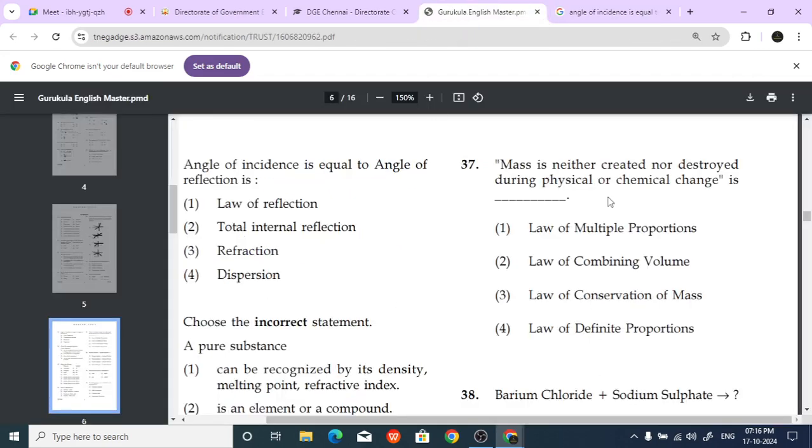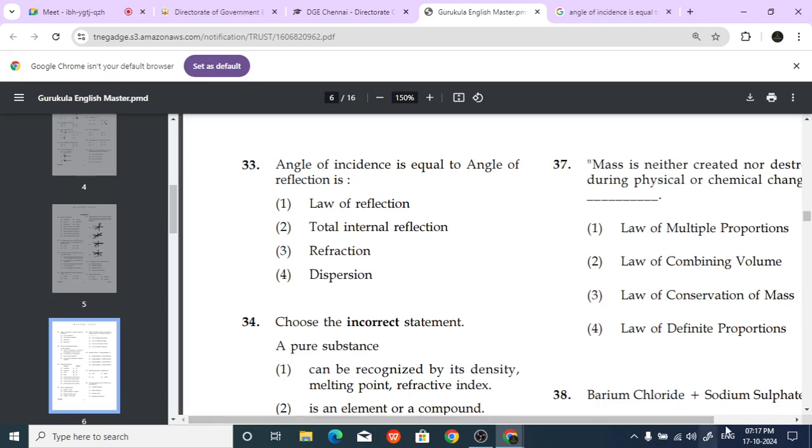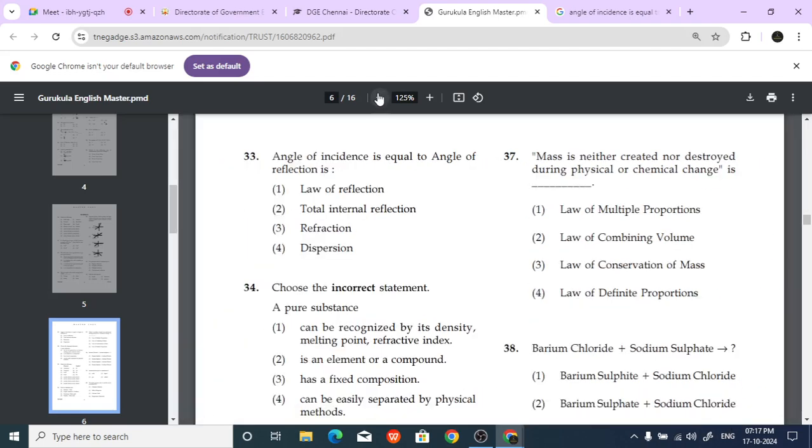Okay. Next, can you read 37? Yes, sir. Mass is neither created nor destroyed during physical or chemical change. Is law of multiple proportions. Option 2, law of combining volume. Option 3, law of conservation of mass. Option 4, law of definite proportions.